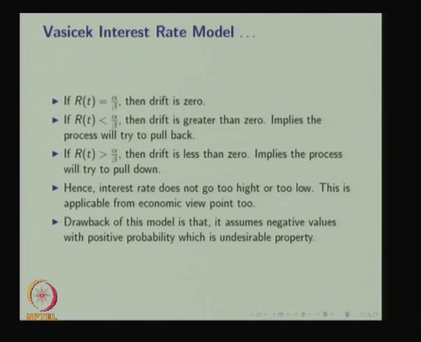The only drawback of this model is that it assumes negative values with positive probability, which is an undesirable property. The Vasicek interest rate model is a mean reverting OU process, but the drawback is it takes a negative value with positive probability, which is an undesirable property.